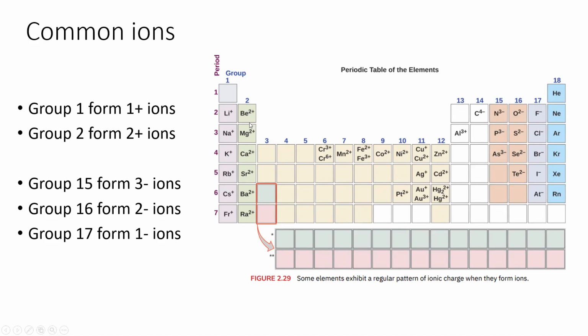And then group 2, those alkaline earth metals, same idea. It's just now they have to move an extra spot. So magnesium has to move 2 to get to neon. So it's going to lose both of those electrons. It's going to be +2. And the same thing with the rest of that group.